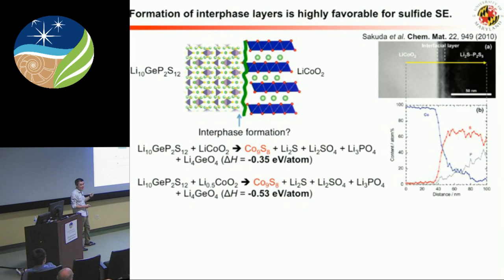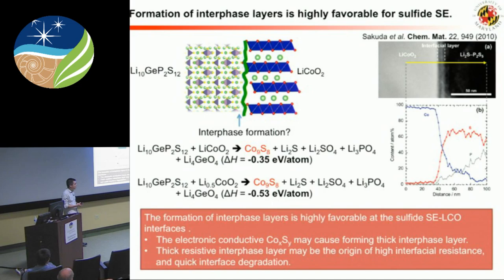So we just did LGPS and lithium cobalt oxide. We indeed find that through the reaction they want to form these phases, and this is the reaction energy. That's actually a pretty favorable reaction. We scale it by eV per atom, but if you scale it back to kilojoules per mole of molecule, it's also an incredible amount of energy. So this suggests there is a highly favorable reaction between the solid electrolyte and the cathode material.